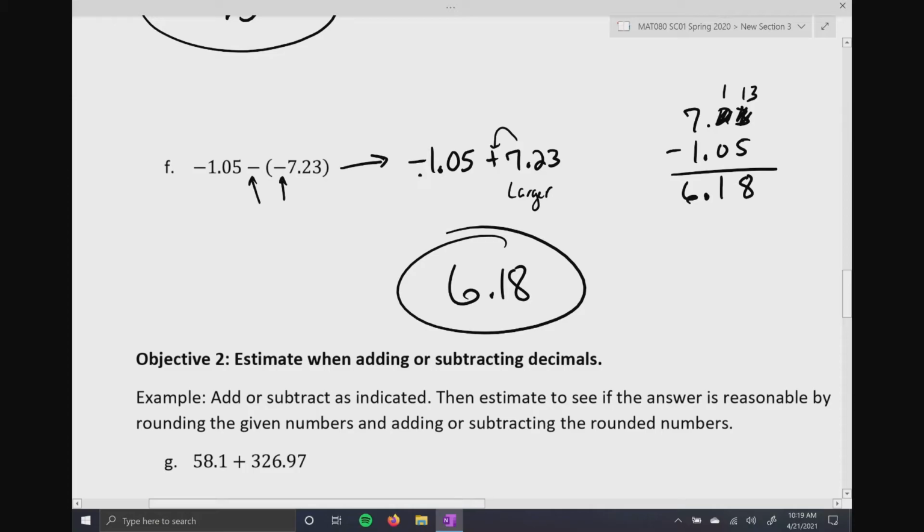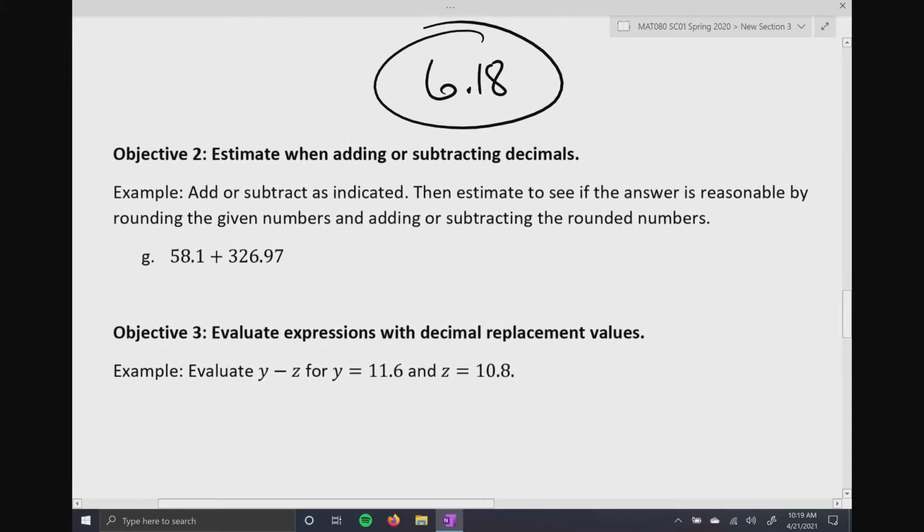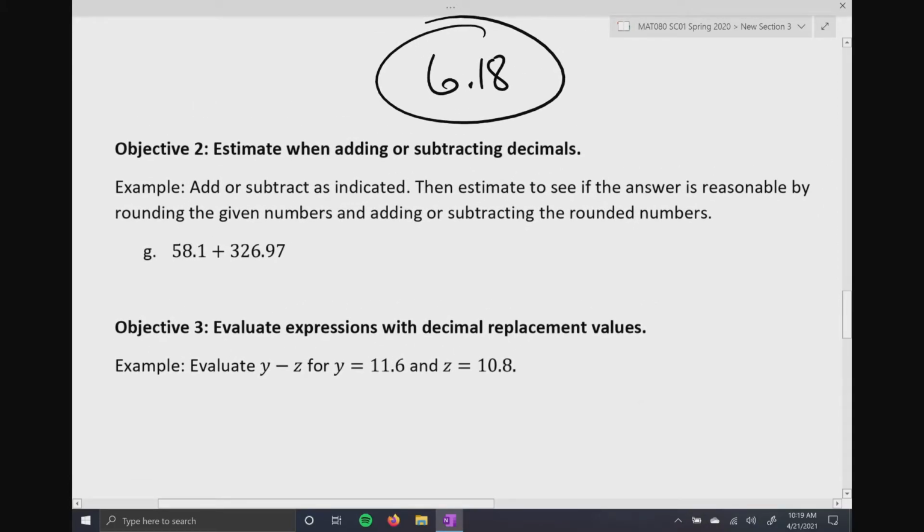All right. Are there any questions? Are we good? Yeah. All right. Perfect. So a couple more objectives, not too many more. Objective 2, we're going to estimate when adding or subtracting. In an example where add or subtract is indicated, estimate to see if the answer is reasonable by rounding the given numbers and adding or subtracting those rounded numbers.